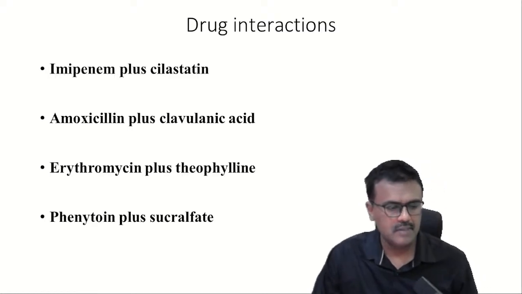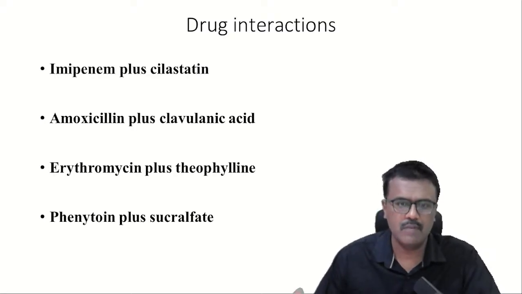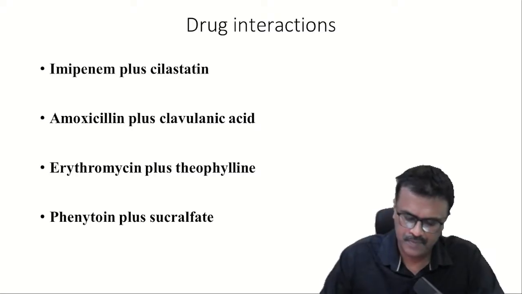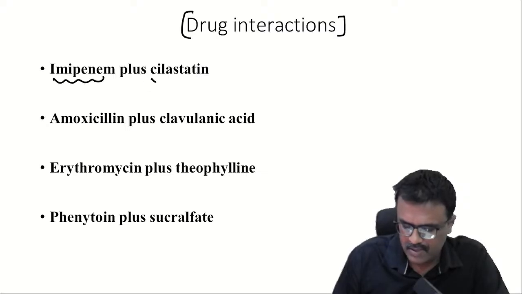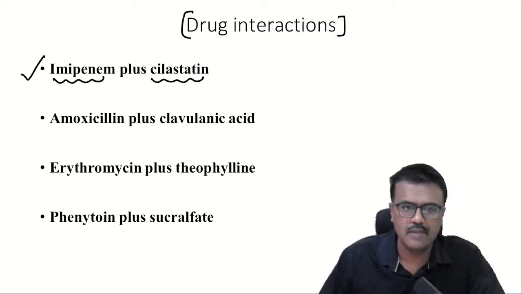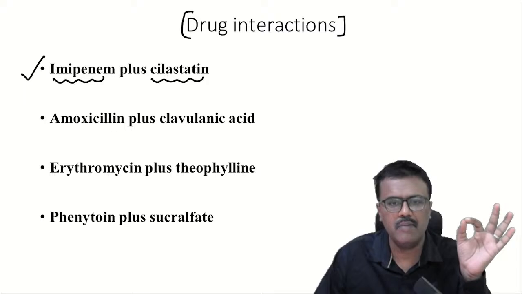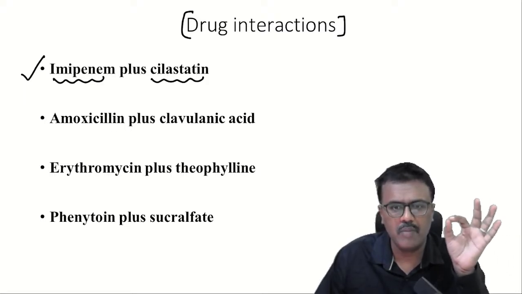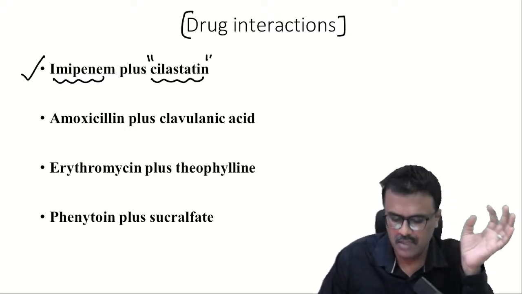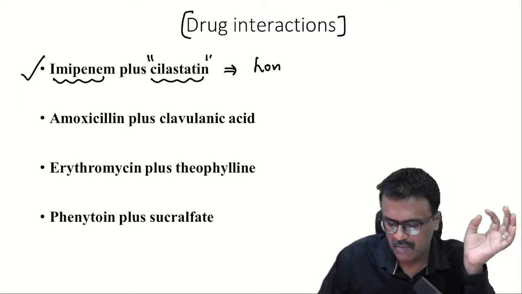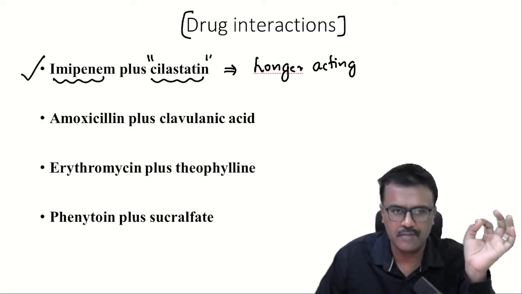Now, we are done with 50-50 and that is how we can exclude some of the options and come to the right answers. Coming to drug interactions, we have a combination of imipenem plus cilastatin. Is it rational? Yes. Imipenem is a carbapenem which is short acting because it is metabolized in the kidney by an enzyme called renal dehydropeptidase. So if I add cilastatin, it inhibits renal dehydropeptidase and makes the imipenem longer acting. So imipenem becomes longer acting and also reduces the nephrotoxicity. So right, you can give it.